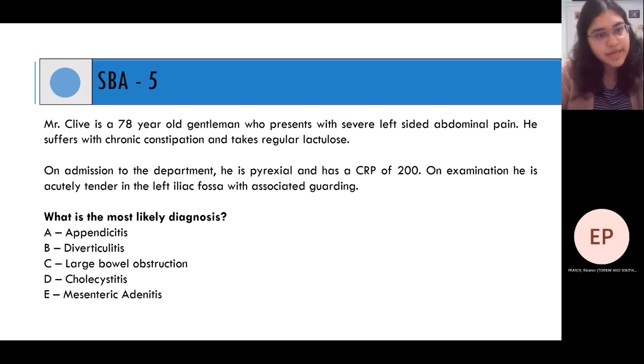Okay, so we're about halfway. The 5th question: Mr. Clive is a 78-year-old gentleman who presents with severe left-sided abdominal pain. He also suffers with chronic constipation and takes regular lactulose for this. On admission to A&E, he is pyrexial with a temperature of about 38.5 and has raised inflammatory markers with a CRP of 200. When you examine him, he's very acutely tender in the left iliac fossa with some associated guarding. So what do you think the most likely diagnosis would be?